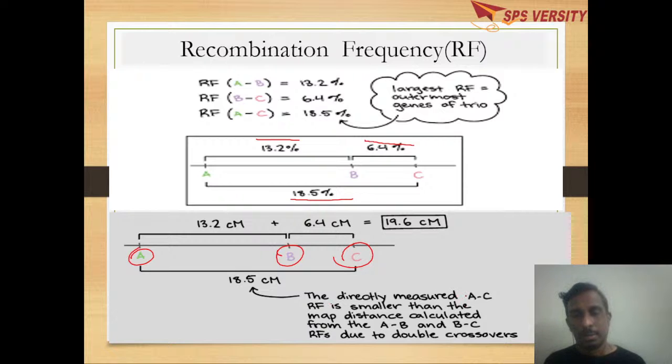So here you can see that between A and C, the recombination frequency is smaller than the sum of the distances A to B and B to C. There is a double crossover here. This is how we write the distance between the genes. Here cM means centimorgan. The recombination frequency is taken in the form of map units. So 18.5 centimorgans, directly measured for AC, is smaller than the map distance calculated from AB and BC. Why is it smaller? The reason is double crossover.